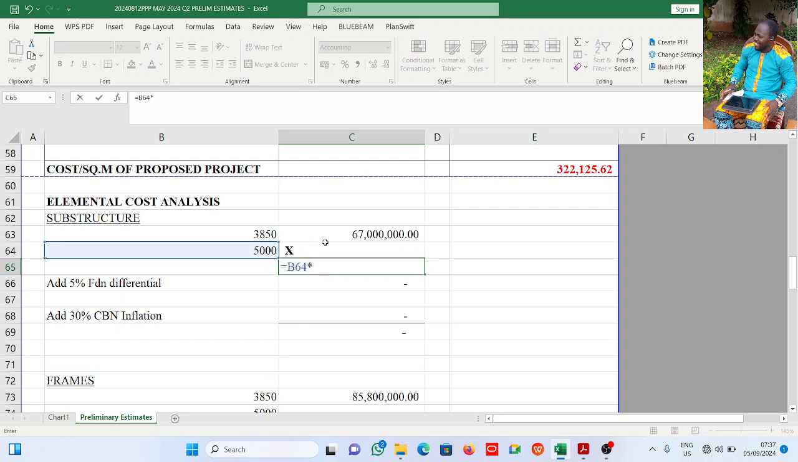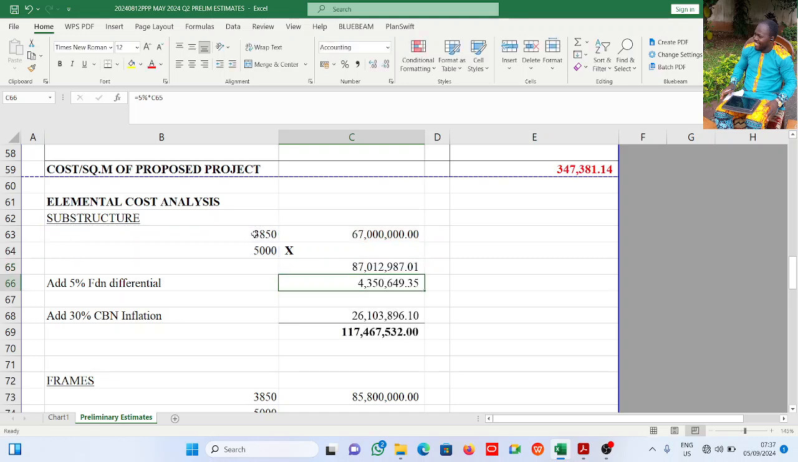5,000 multiply 67 million. It is Excel, so you can go ahead and divide by that. We get it. All right, now this is what I did. So for a 5,000 square meter, we'll have an elemental substructure of 87 million, 12,987 naira 1 kobo. Then it says 5% differential.